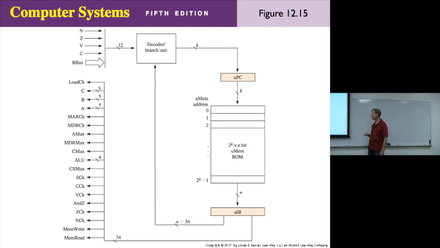Are you with me? And then in the middle, on the right here, there is this 2 to the k by n bit micro memory, which is read-only memory. And up at the top, there is the micro program counter. And in the upper left is the decode slash branch unit.